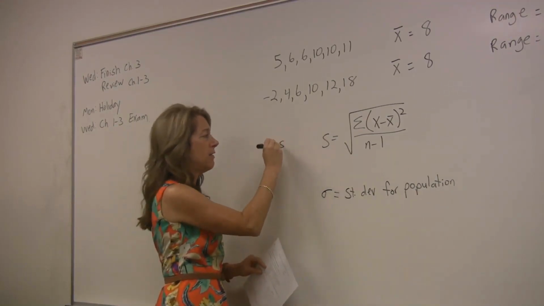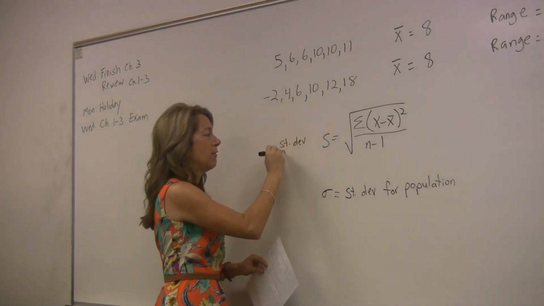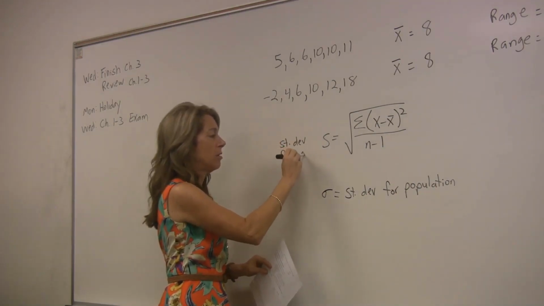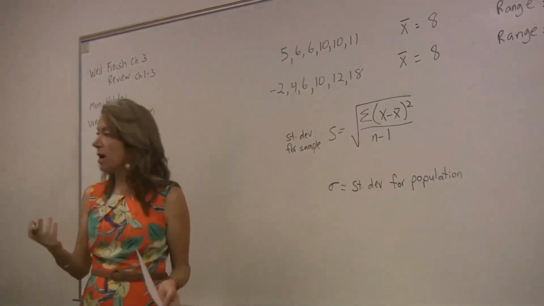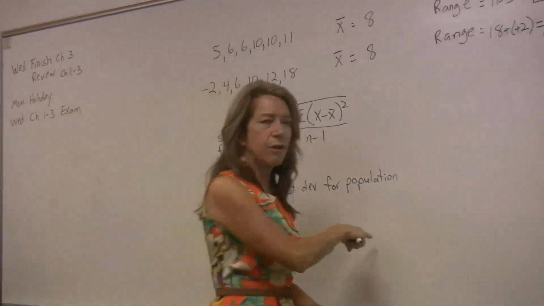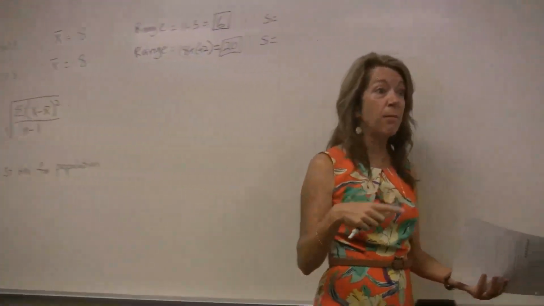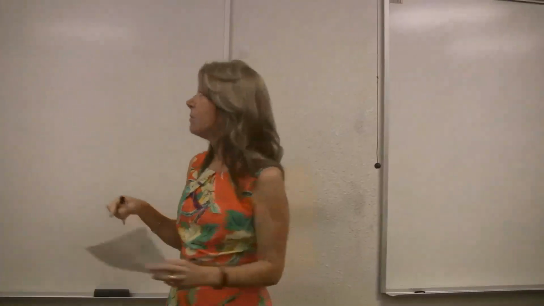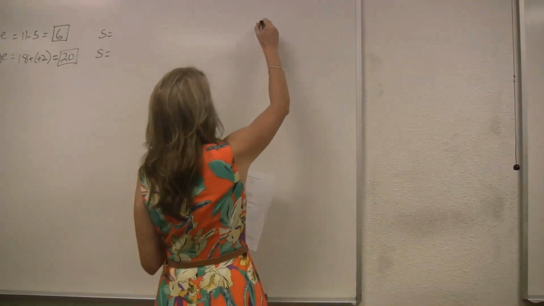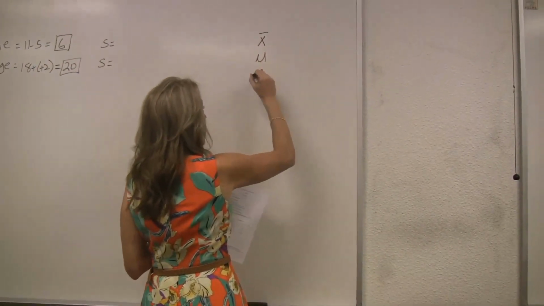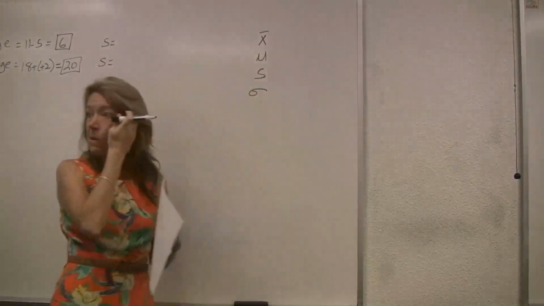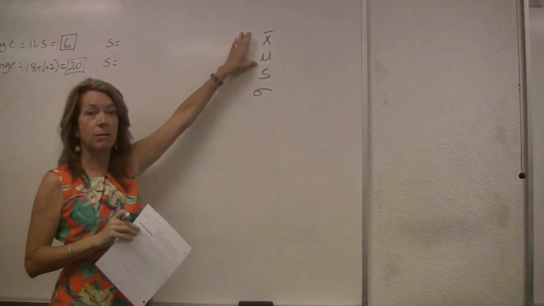So this is the standard deviation for the sample, and this is the standard deviation for the population. That's why they're using the mu in that second formula, because mu was the mean from your population, remember? Let's just organize those little thoughts for a minute. We had x bar and we had mu. And now we have S and we have sigma.